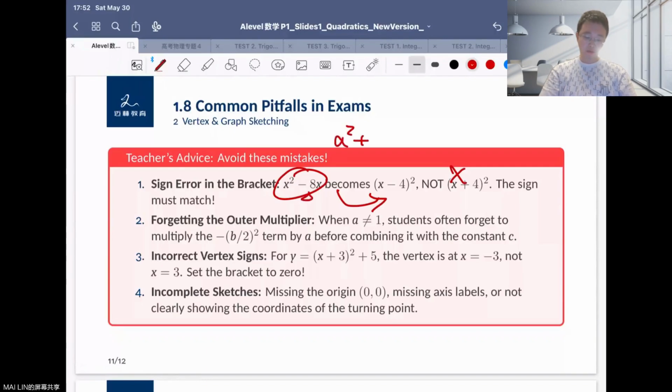So using the rule a squared plus 2ab plus b squared, right? Negative 8 represents negative 4 squared, okay? So we have to add positive 16 and minus 16, okay? So the sign must match.